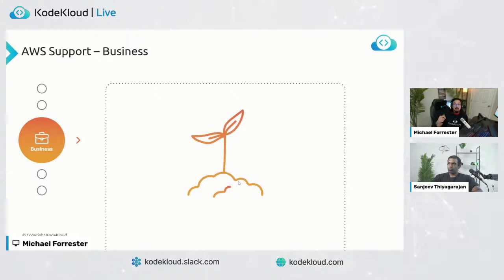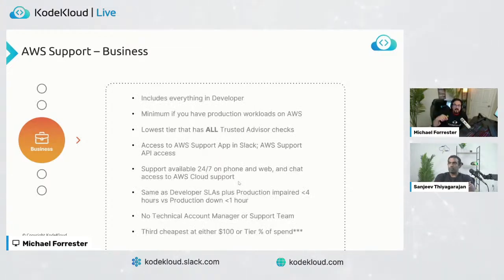You can do that. Then we move into what is kind of more serious for a business or enterprise who's actually running things inside of AWS, which is business support. So everything in developer, plus production workloads. It's the lowest tier that has all the Trusted Advisor checks. Remember I said that, by the way, that the business support plan is the lowest tier that has all of the Trusted Advisor checks, because that might be on the exam.